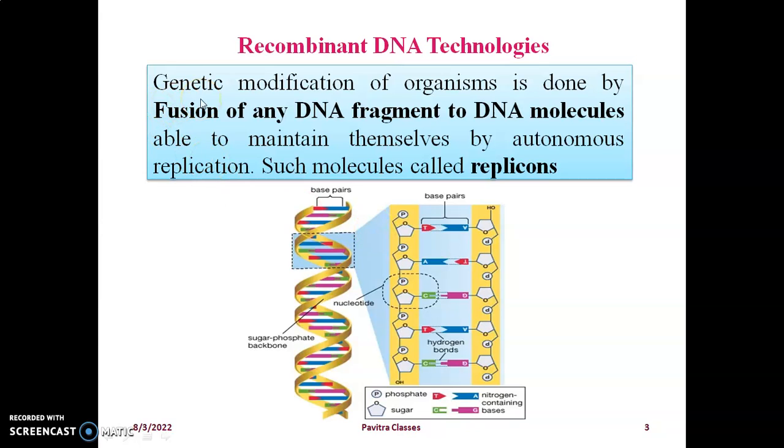Gene modification of an organism is done by the fusion of DNA fragments to DNA molecules. So gene modification is done by joining other organisms' DNA fragments to DNA molecules able to maintain themselves by autonomous replication. So the other DNA molecule should have the character of autonomous replication. Such molecules are called replicons. The molecule that undergoes replication itself is called the replicon.